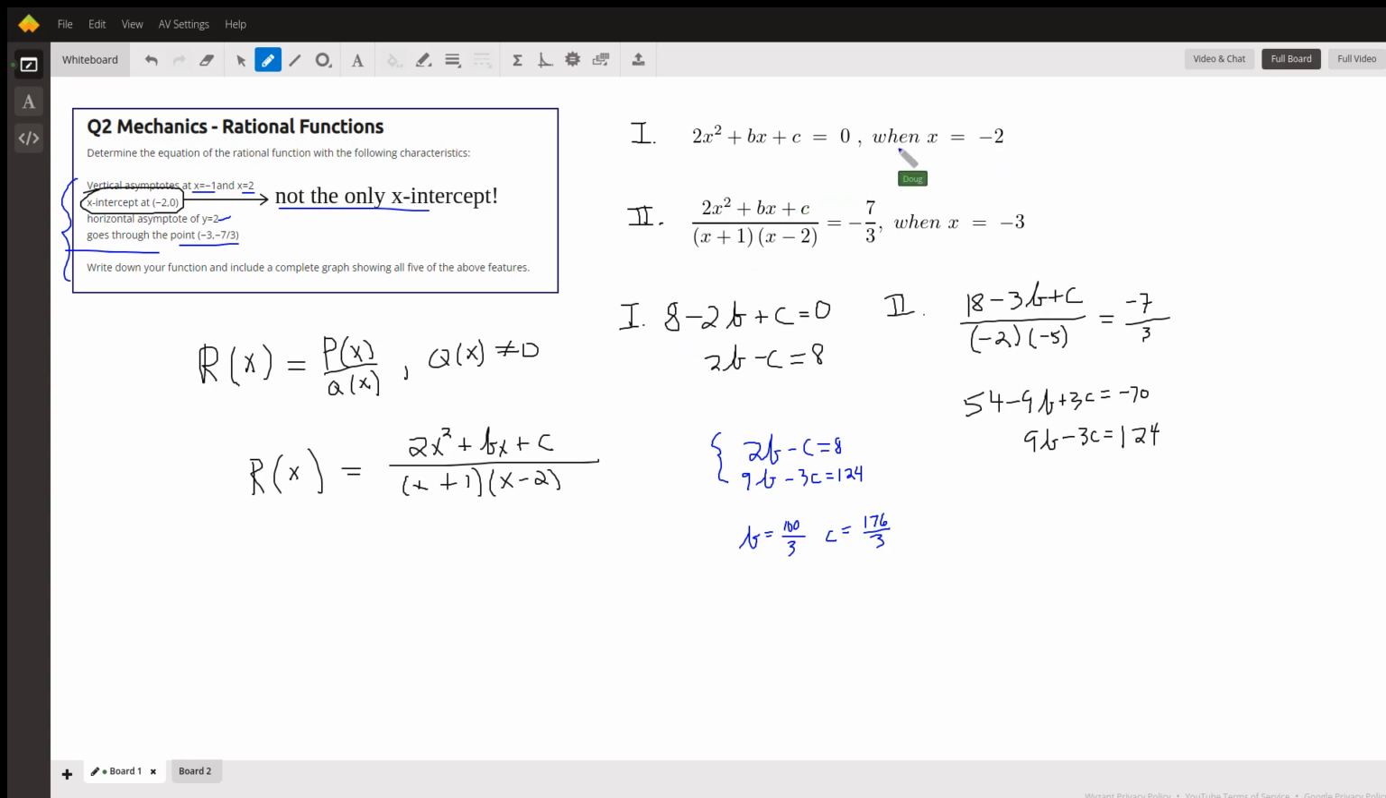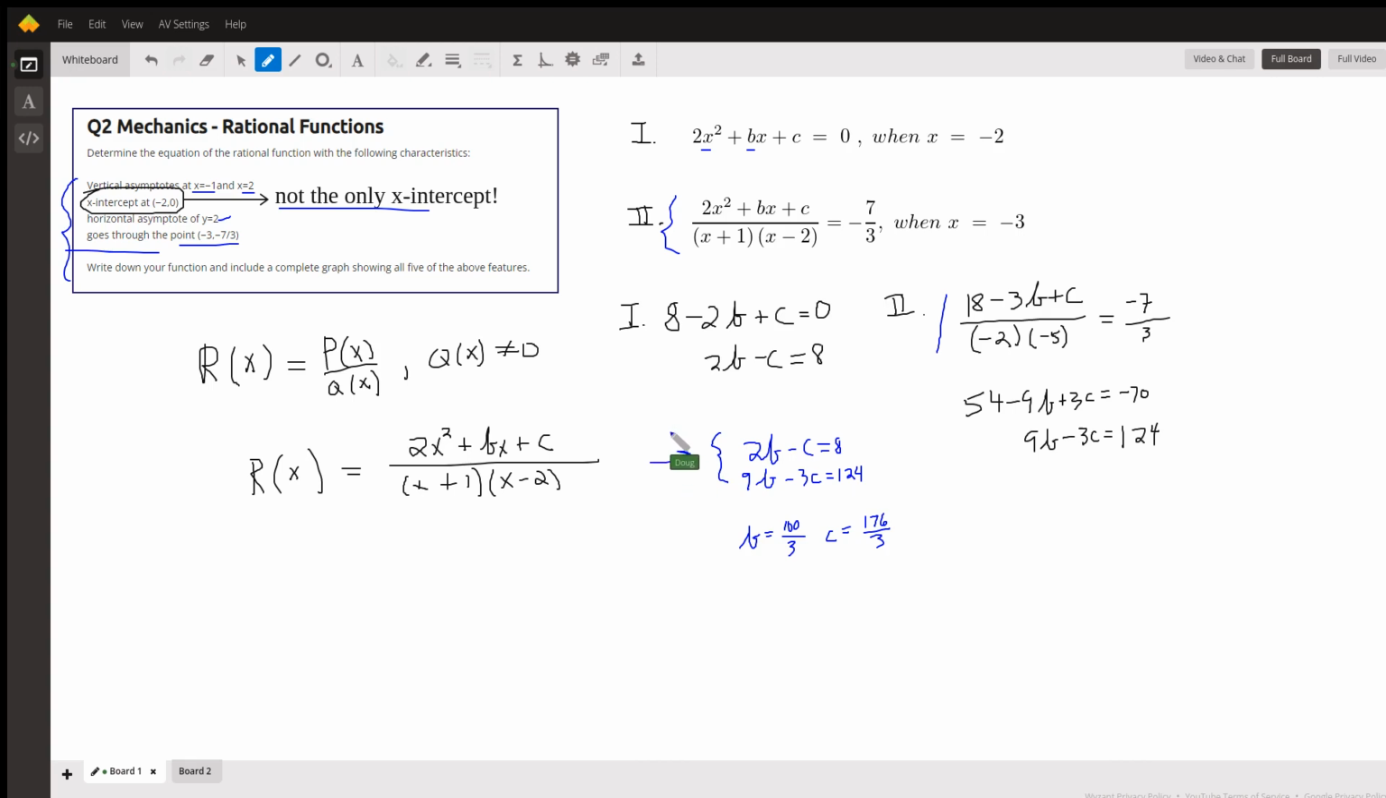So when x equals -2, if we put -2 in for this x, we get 8 minus 2b plus c equals 0, or 2b minus c equals 8. If we put -3 into this expression for x, we get something that looks like this. Cross multiply if you want. Write it as 9b minus 3c equals 124. There's the system of equations that you need to solve.